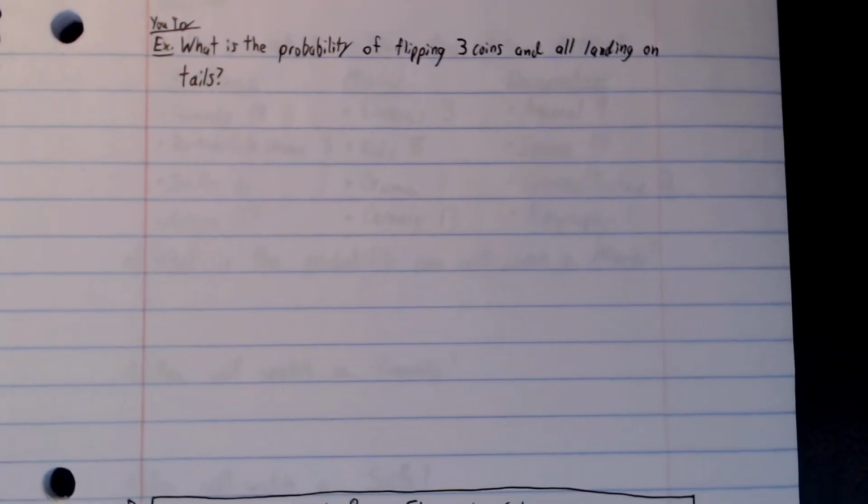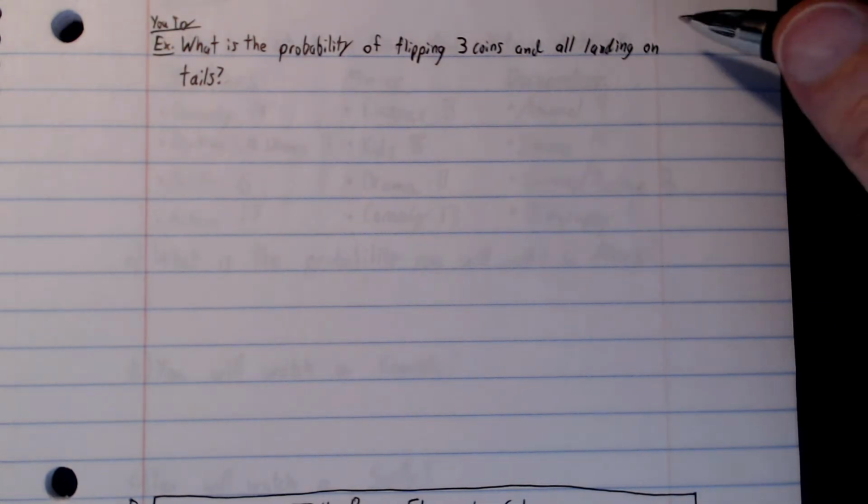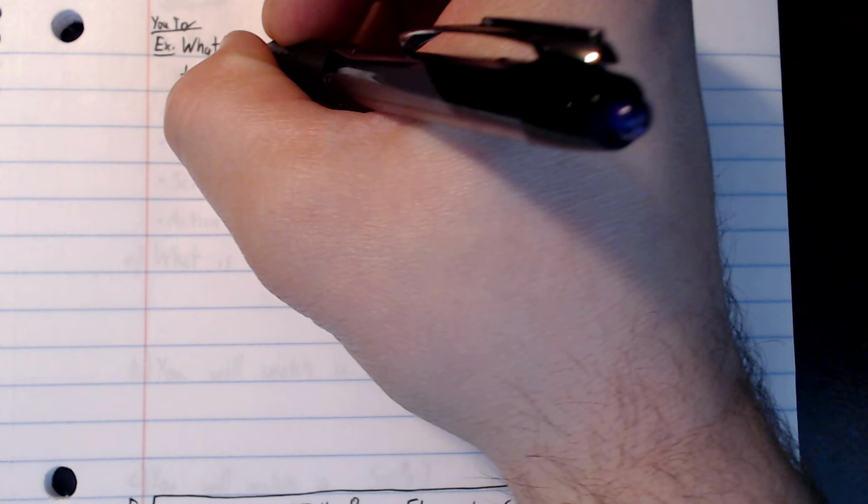Alright, another one for you to try. Pause the video and resume it when you're ready to check. So, you're flipping 3 coins and you want to know the probability of all of them landing on tails.